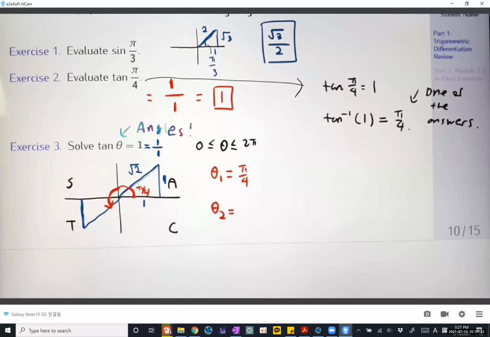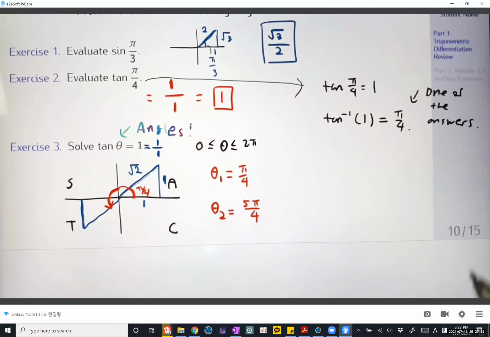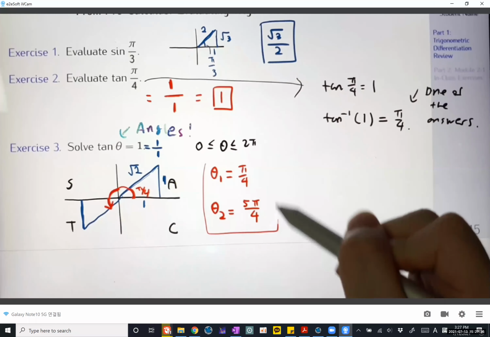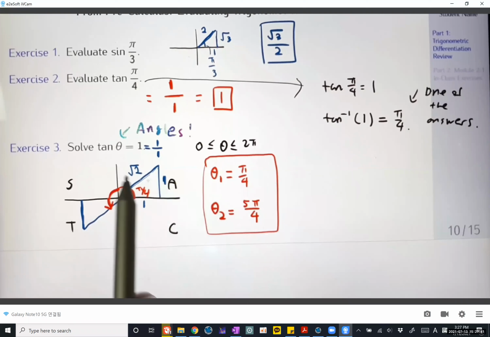Okay, good job, James. Half circle, which is pi plus pi over 4 is 5 pi over 4. So 5 pi over 4. And congratulations, everyone. This is the answer for tangent of theta equal to 1. So these two angles solve the equation.